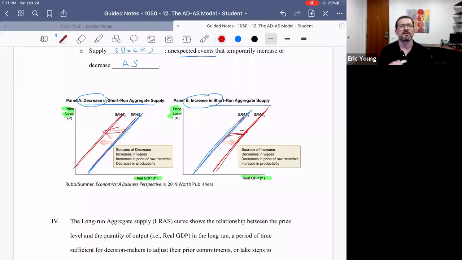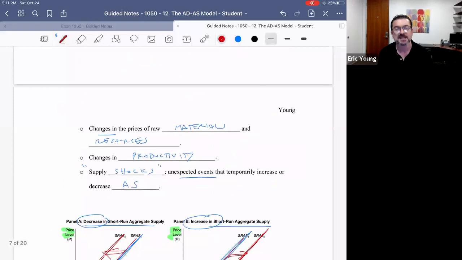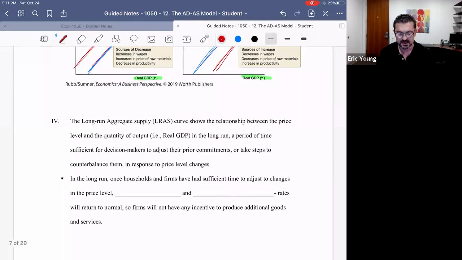What you need to really focus on to be able to handle the problems that will be tied to this, remember that SRAS is upward sloping. Remember that it's about that price adjustment issue and the issue of sticky wages and sticky prices. And keep in mind the different factors that we identified that will shift, either increasing to the right or decreasing to the left, SRAS.